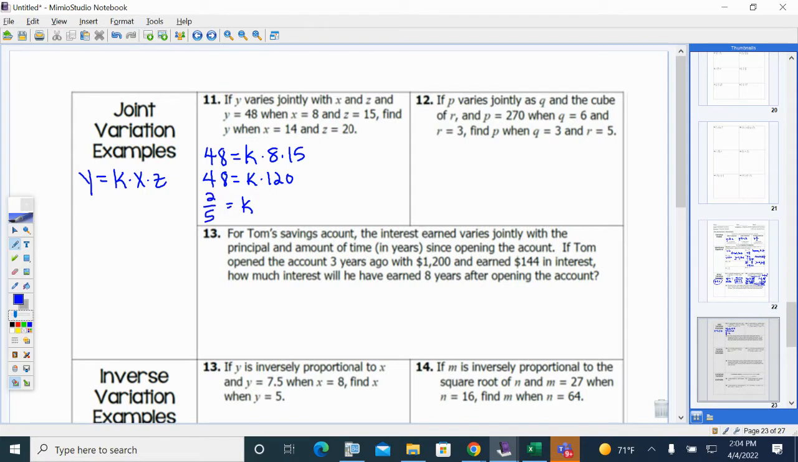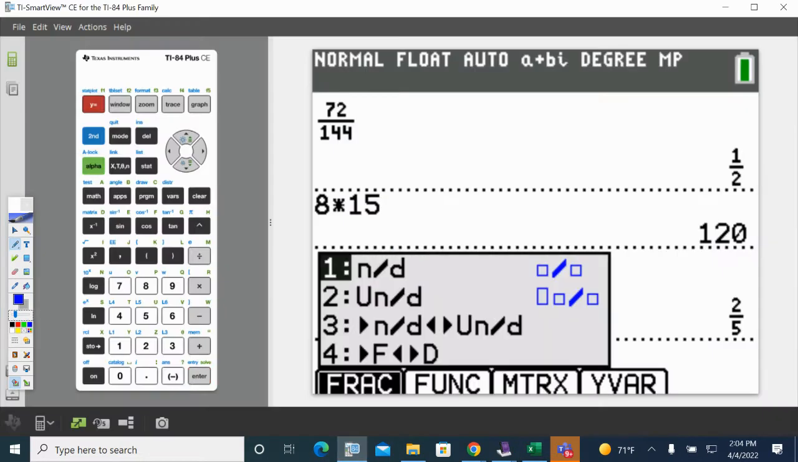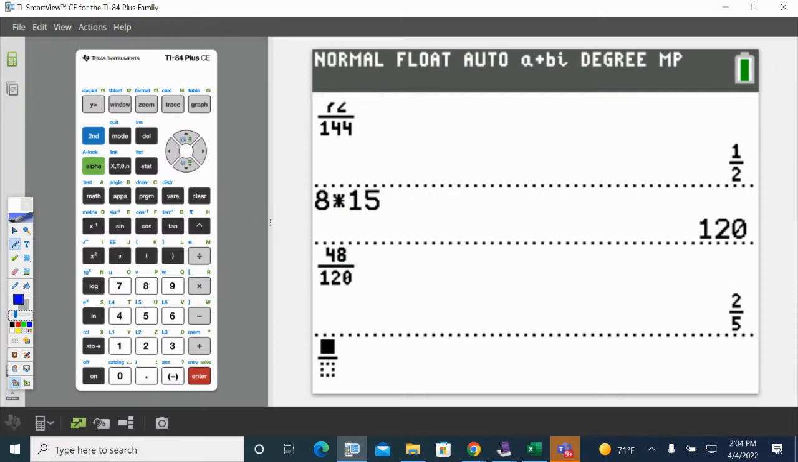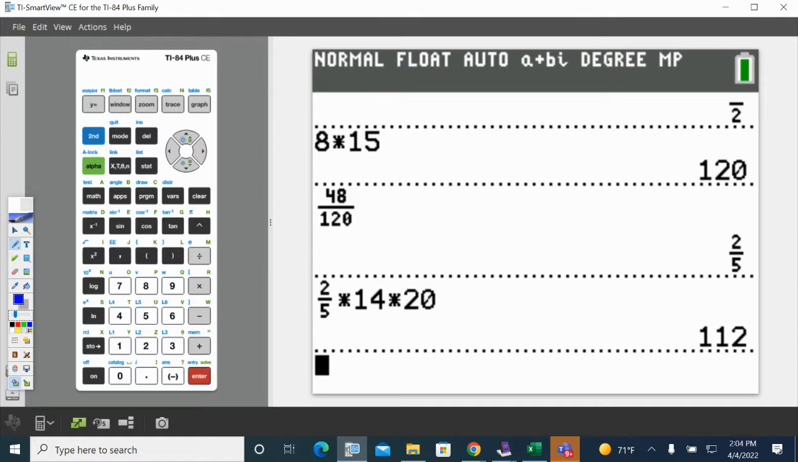I'm going to use that then. Go to the second part of this question. It says find y when x is 14. I now know that k is 2/5, x is 14 and z is 20. So all I have to do now is multiply the 2/5 times 14 times 20. And I get 112.